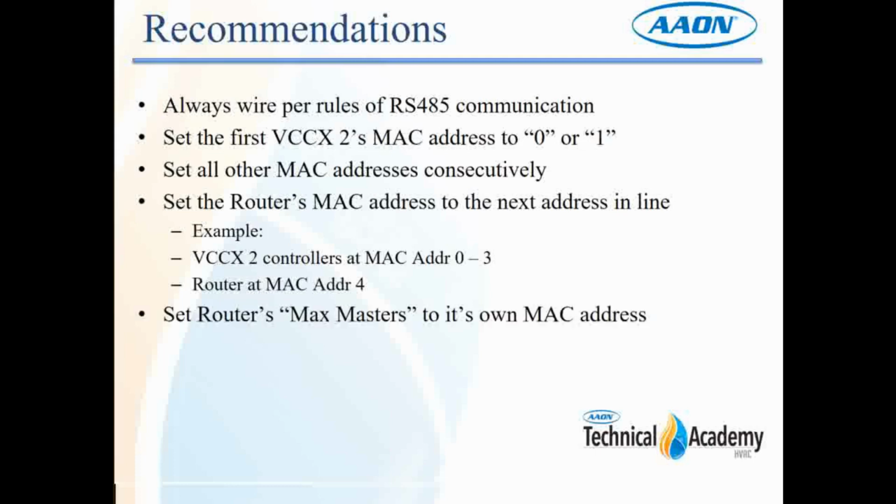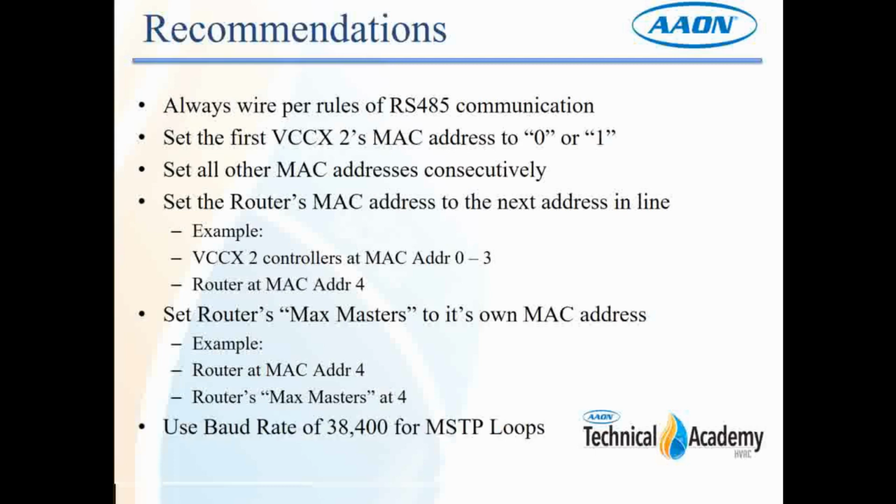Then you're going to go into the router and you're going to change the max master setting on the router to its own MAC address. So if you've set that router to MAC address 4, you're going to set the max master setting in that router to 4. And then I again recommend that you use a baud rate of 38.4 for the MSTP loop.